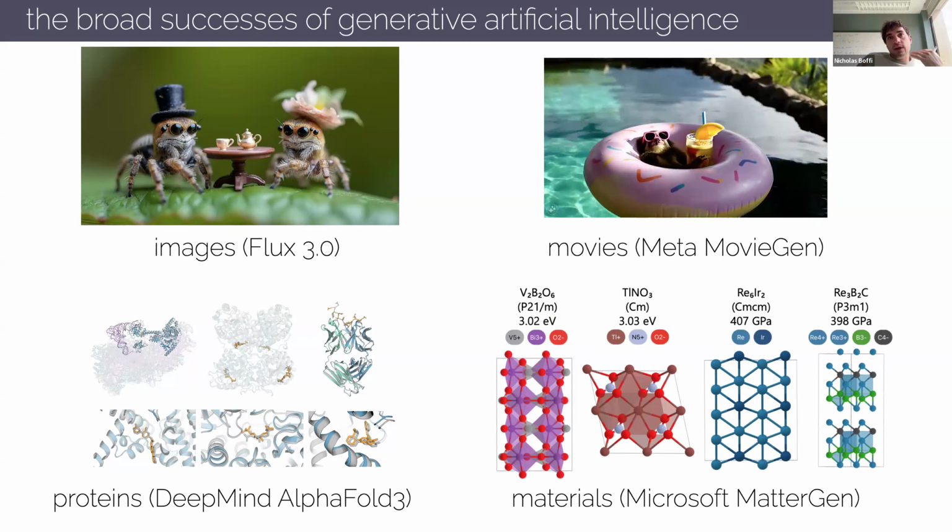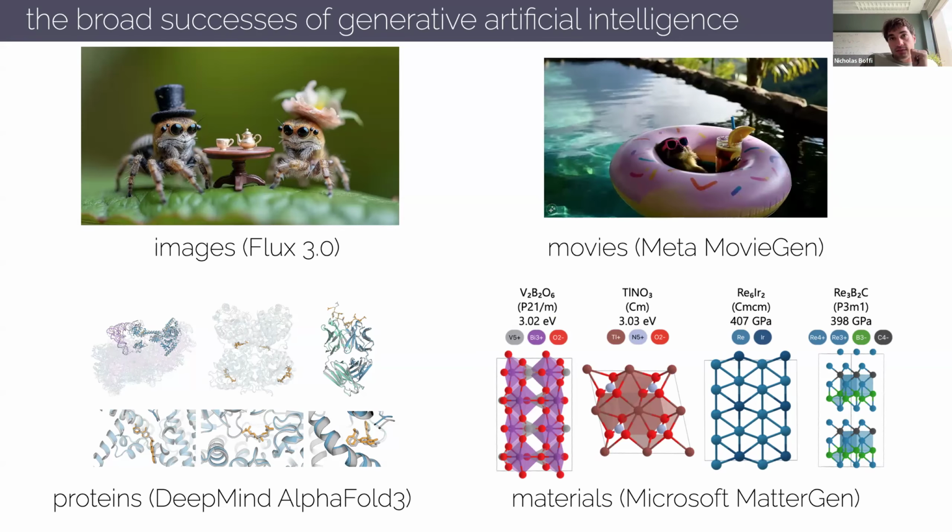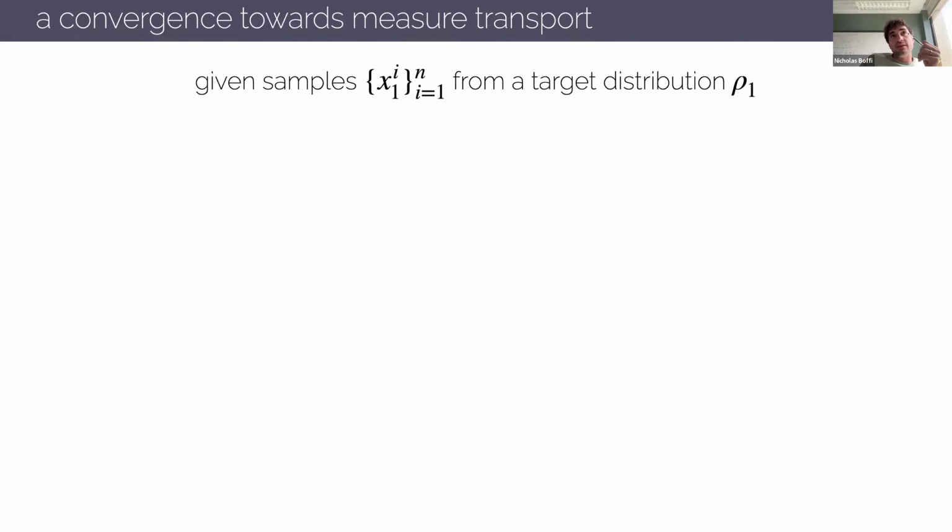So if you ask how we got here to these many impressive demos, it's been a convergence of ideas. There's actually a very simple formulation of the problem that's being solved here from a mathematical perspective. I'm given a data set of samples x_i^1, where i runs from 1 to n, from a target distribution that I'll call rho 1. And then my goal is to learn to draw a new sample, let's call it x hat 1, from that distribution rho 1.